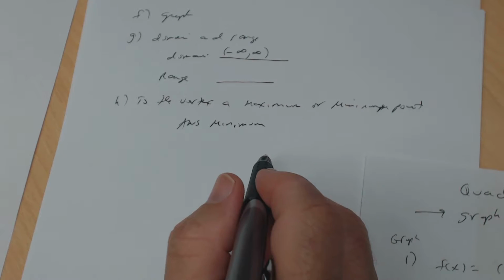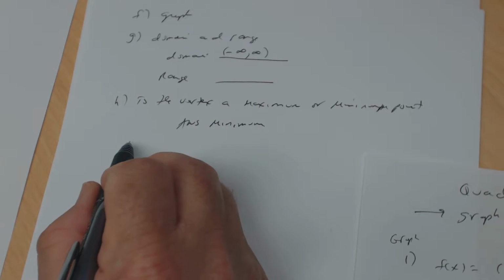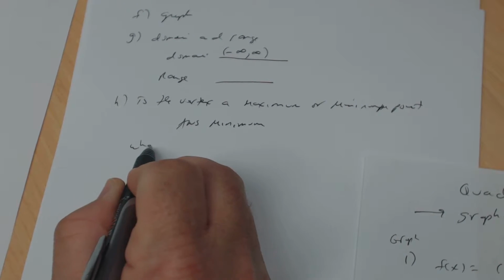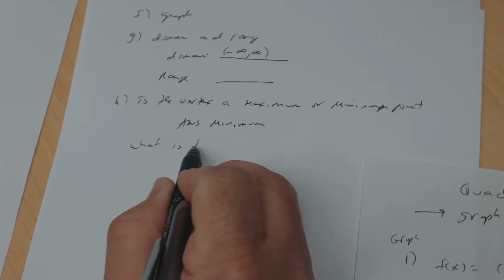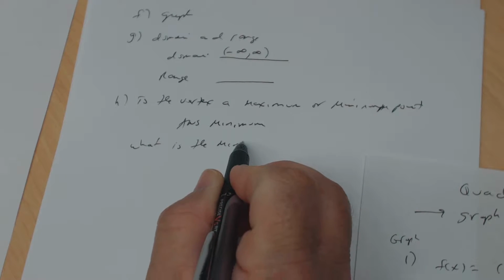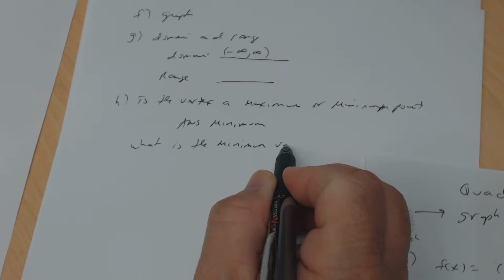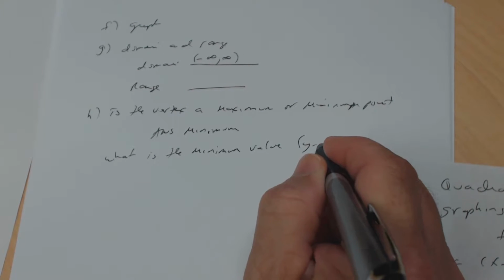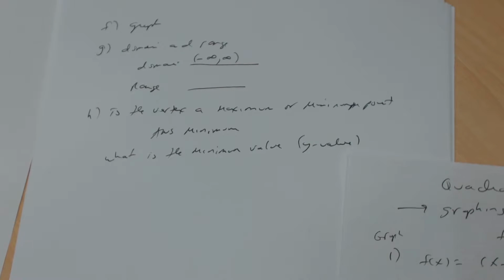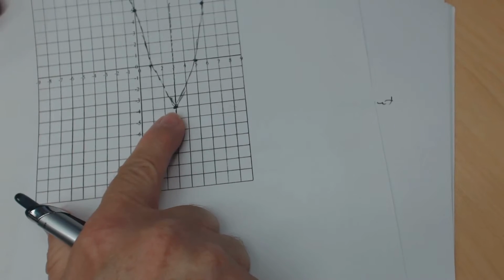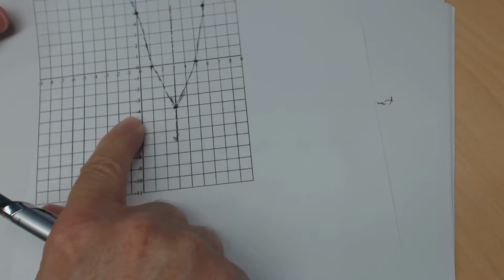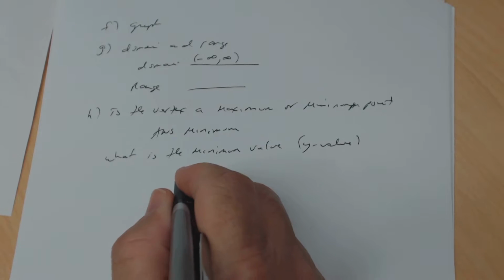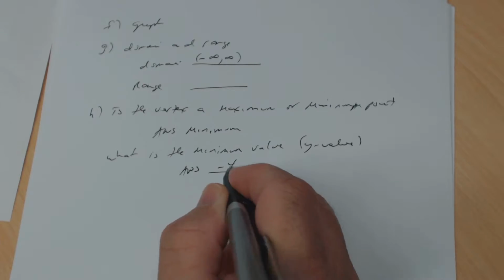All right. And if they ask you what's that minimum value, what is the minimum value? Now, when they say the minimum value, they're talking about the y value. So the question then becomes, what is this lowest y value? Well, the lowest y value is negative 4. So the answer, negative 4.